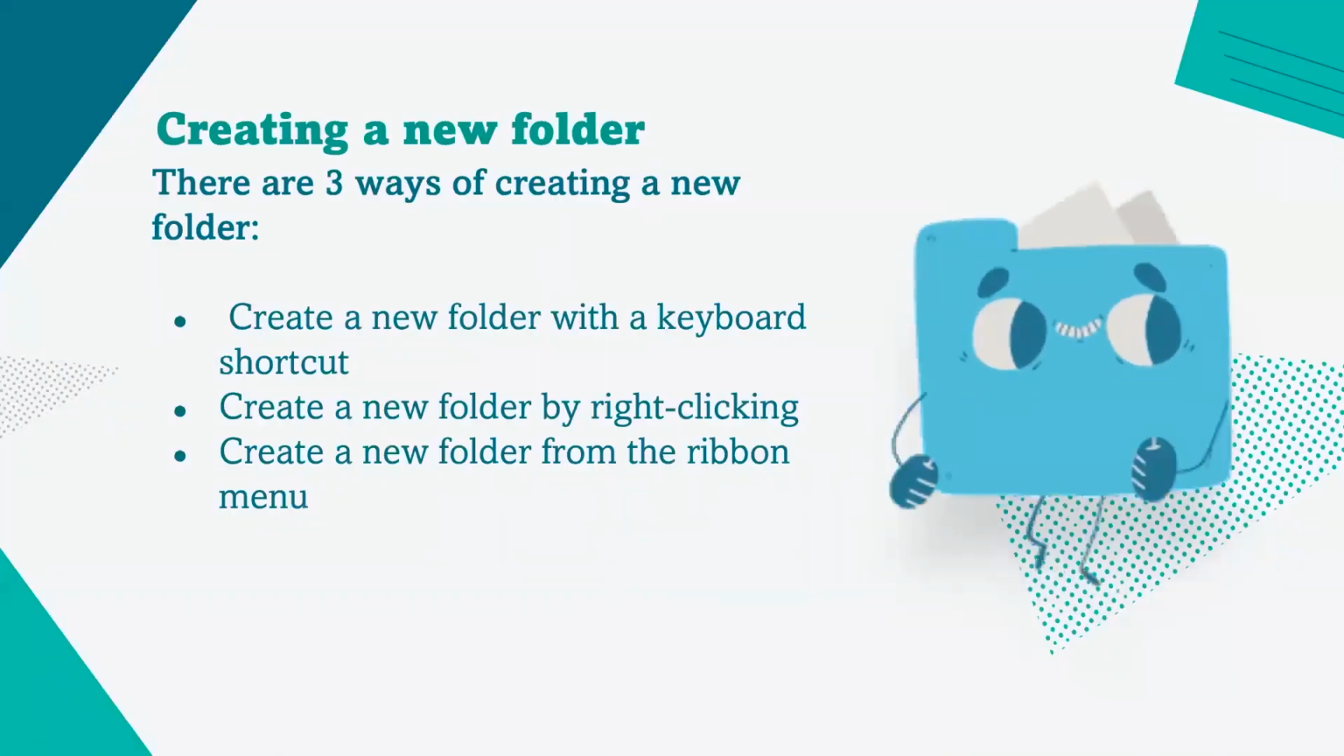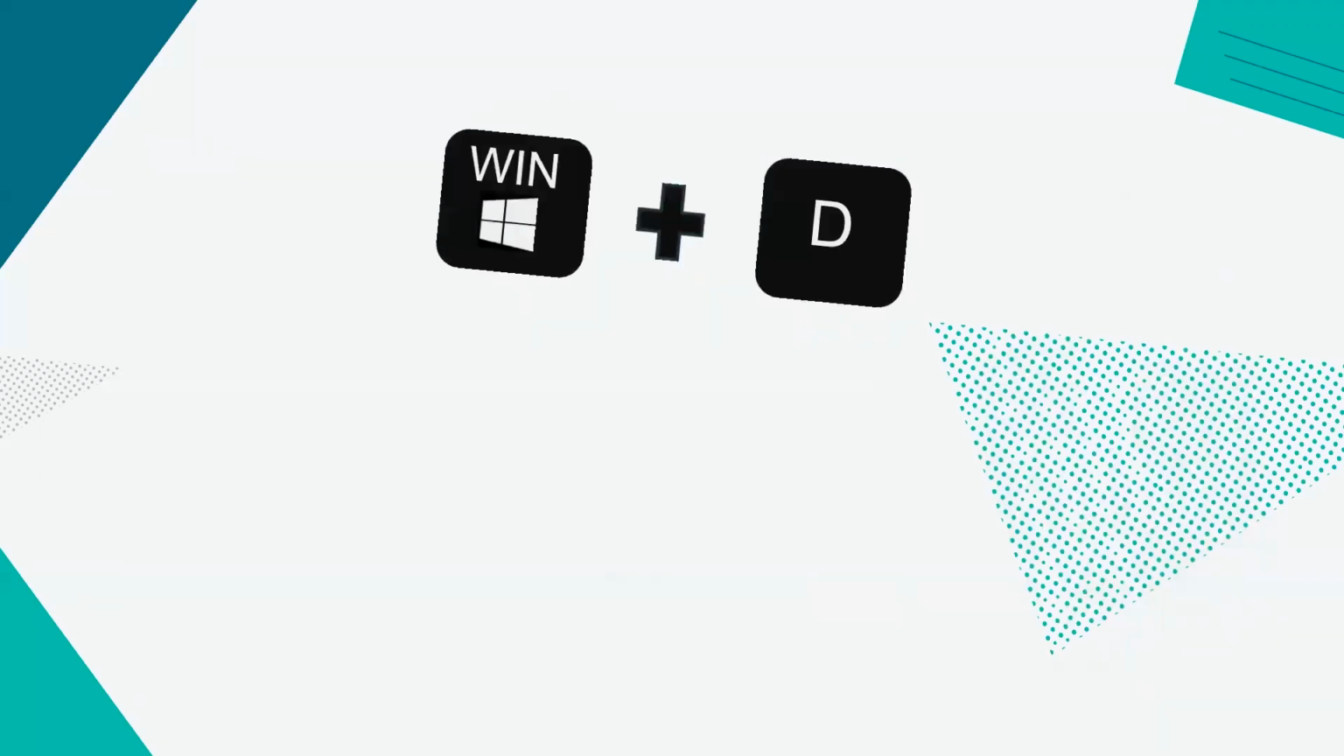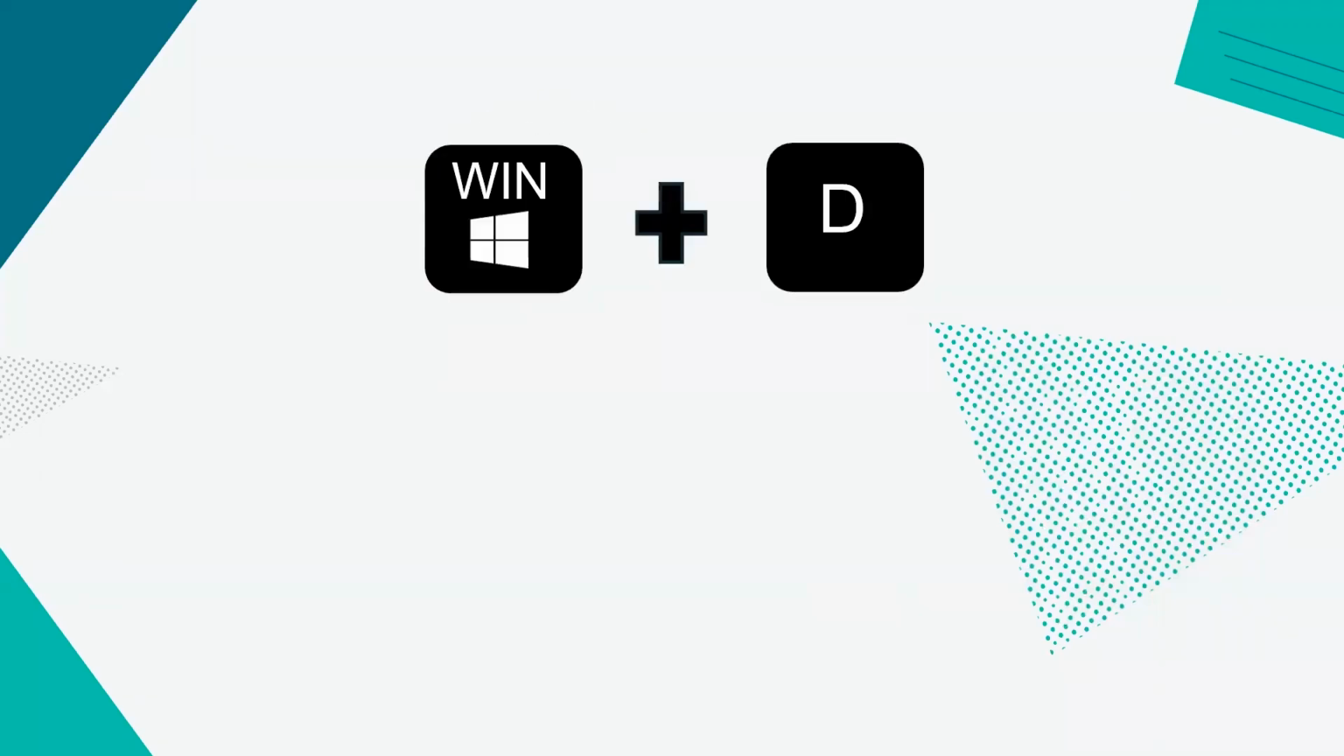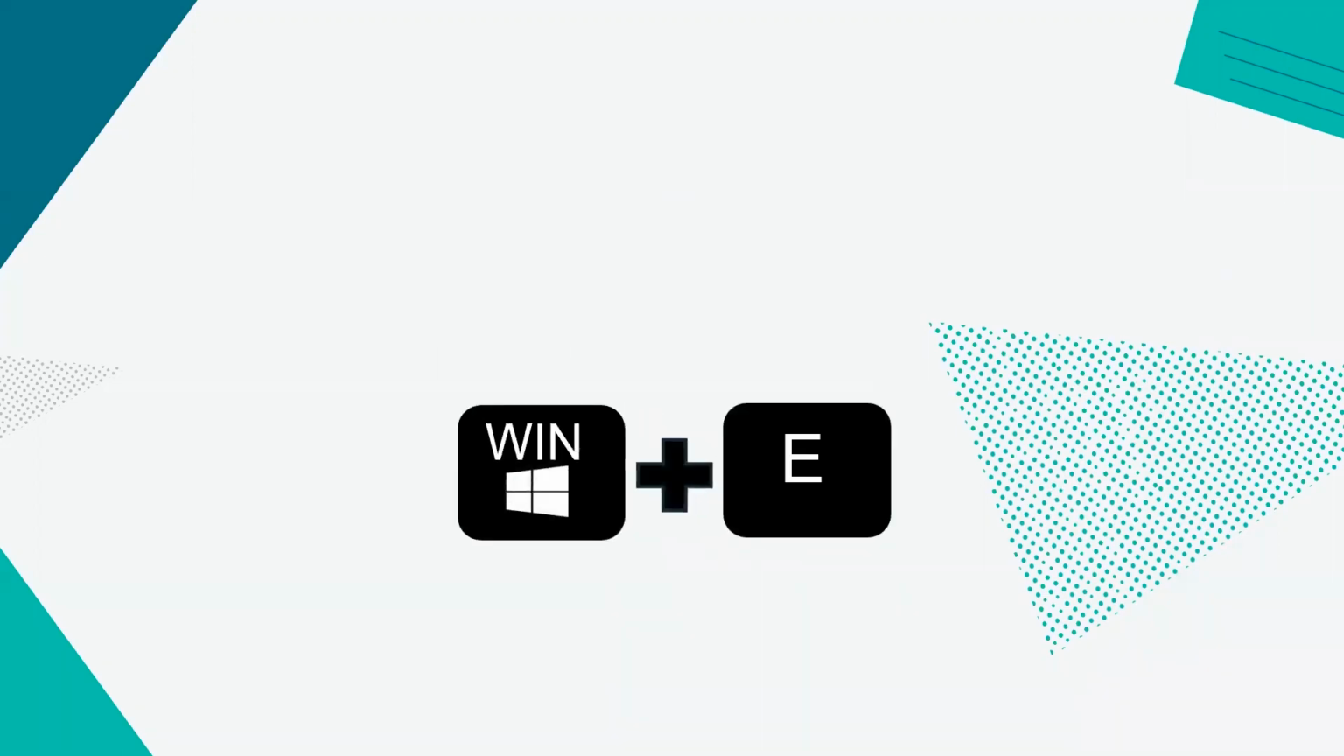All right, so let's see how you can delete a folder. Before we go into that, when you press Windows plus D, you are straight away directed to the desktop, and when you press Windows plus E, you'll be immediately directed to File Explorer. Those two shortcuts will be really useful when you are working with the computer.